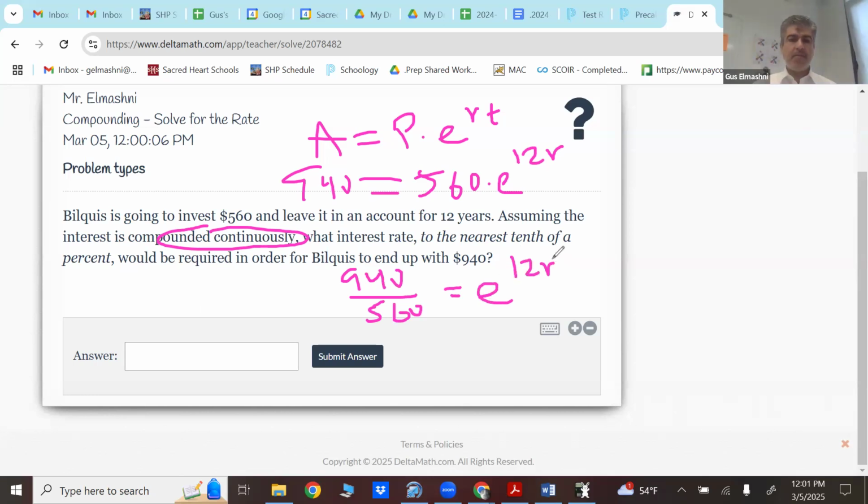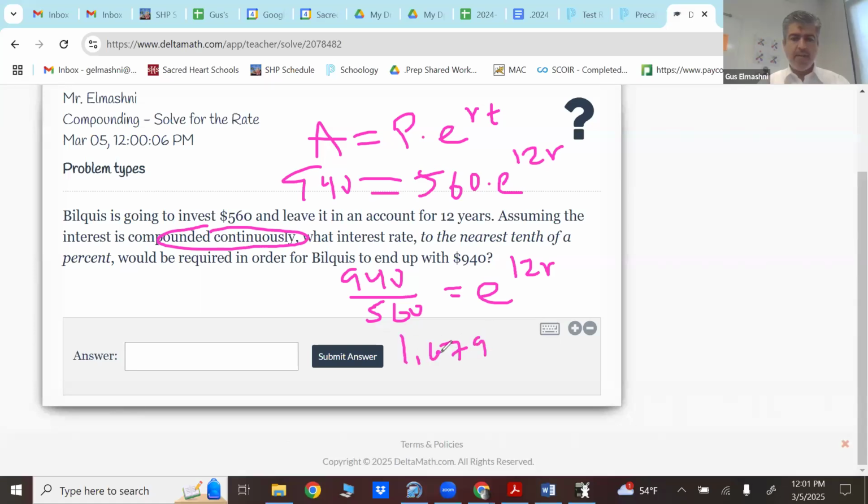Because your goal is to get r by itself. Right now, you have a 560 on the right, so we have to get rid of it. Right? Because 560 is being multiplied to e, we have to move it over. That's where I use a calculator. 940 divided by 560 is 1.679.